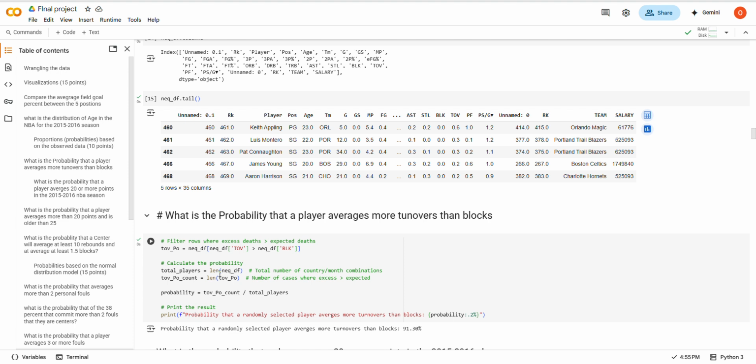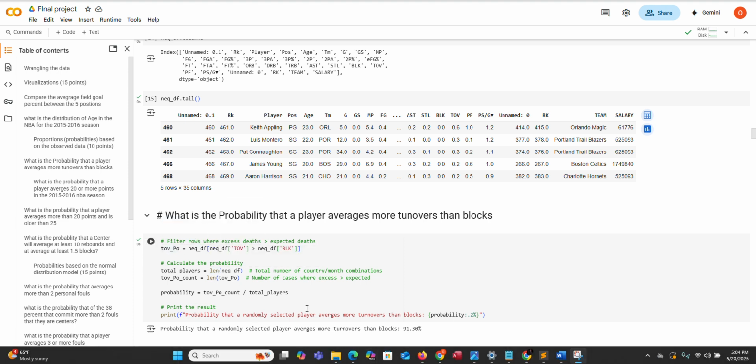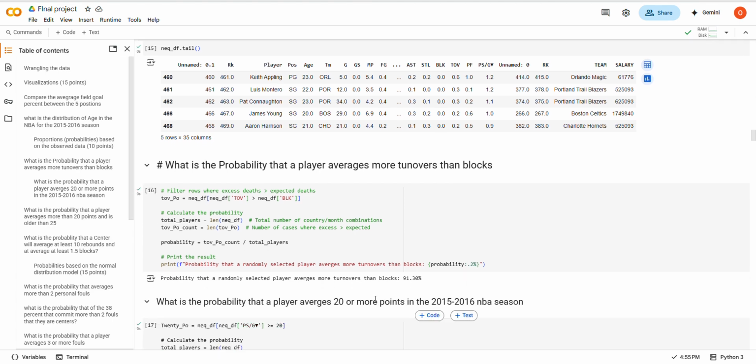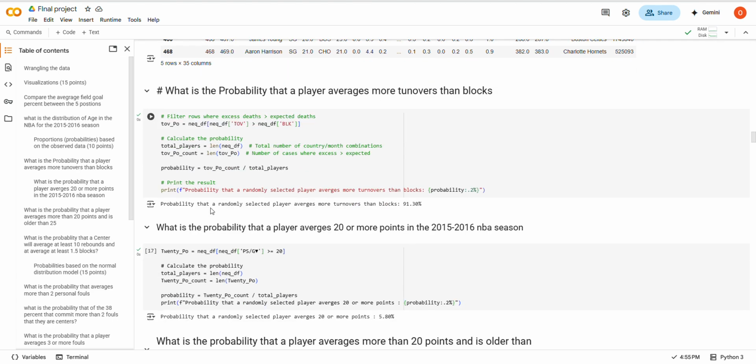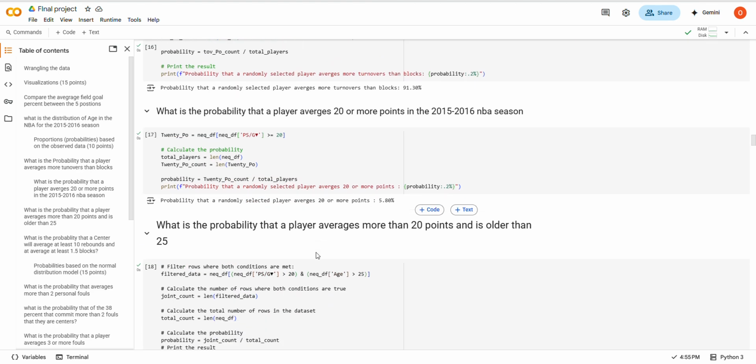And then all we had to do was calculate the length of the players stored in this variable right here, and the total length of the whole data set, and we got the probability that way. Another probability question we posed was, what is the probability that a player averages 20 or more points in the 2015-16 NBA season? It was the same thing. We set the condition, we stored it in a variable, and then we calculate the length of that variable and the length of the total data set, and then we just do the division, and then we're able to get that probability right there. Same thing.